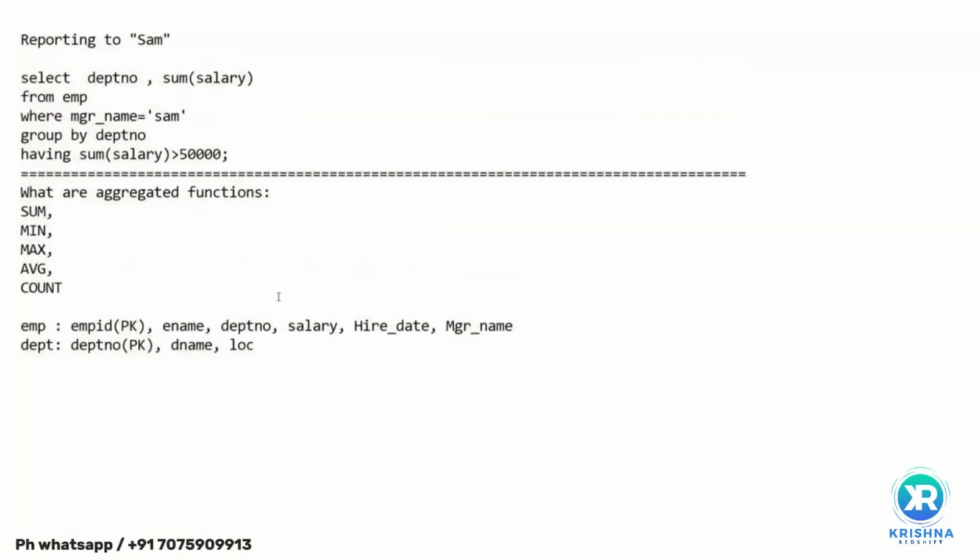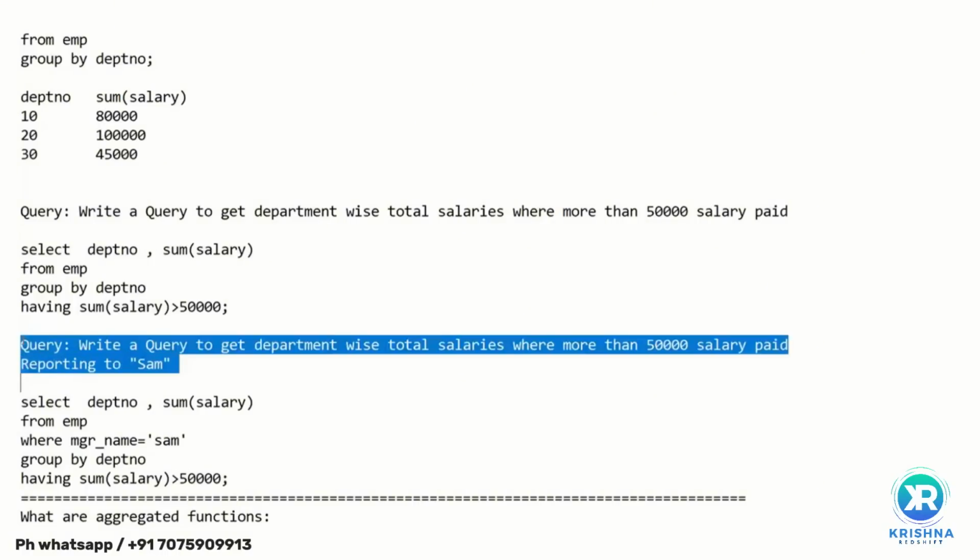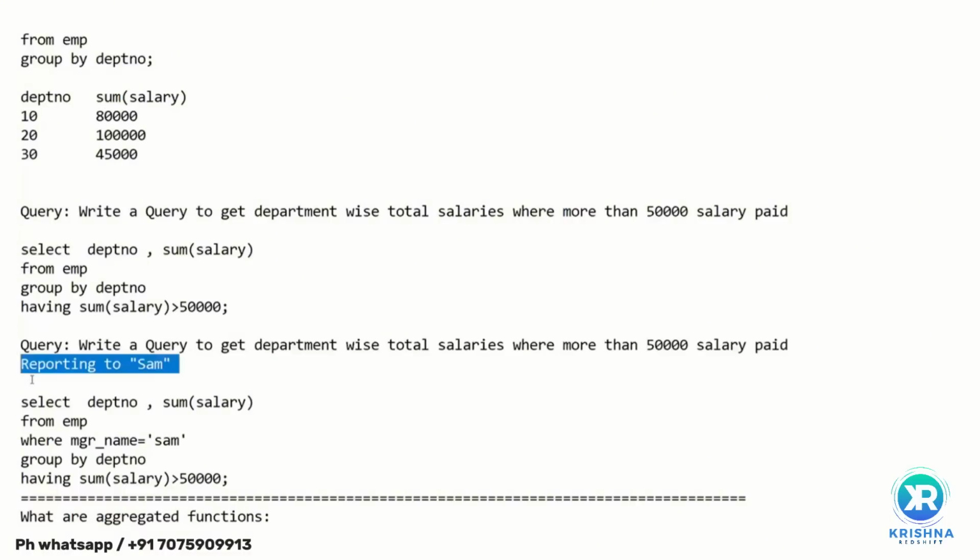Okay, so I was explaining how to use where and having separately. So I gave this query. Write a query to get department wise total salaries, where the departments are paying more than 50,000 as the department salaries and reporting to Sam. As soon as I said reporting to Sam, I'm referring to manager, right? Reporting means people are reporting to Sam. That means Sam is the manager name.